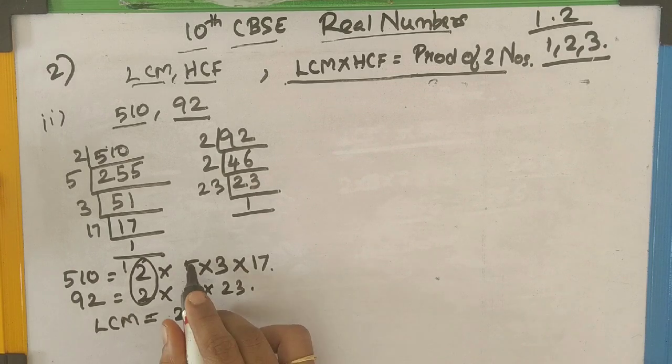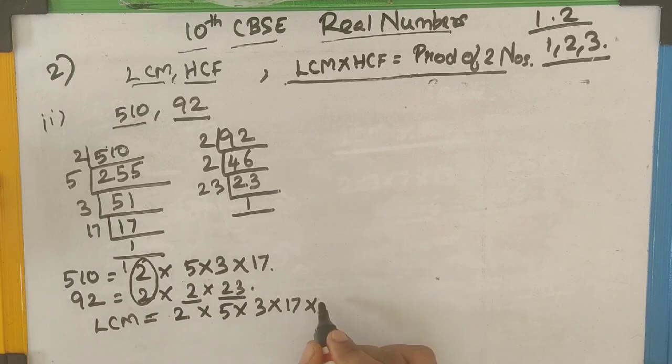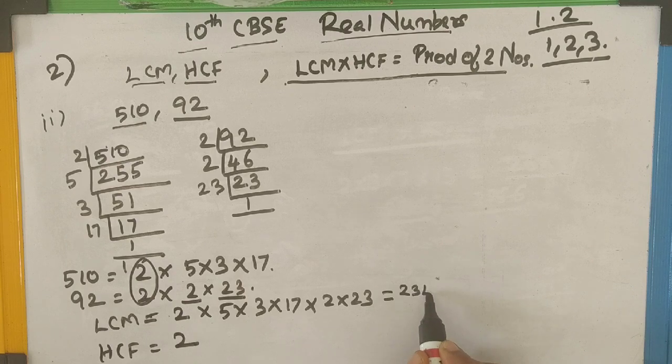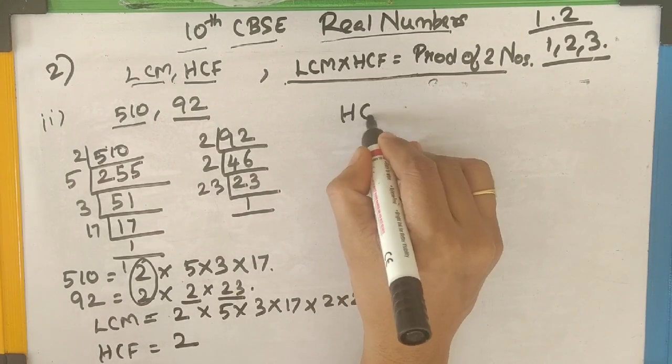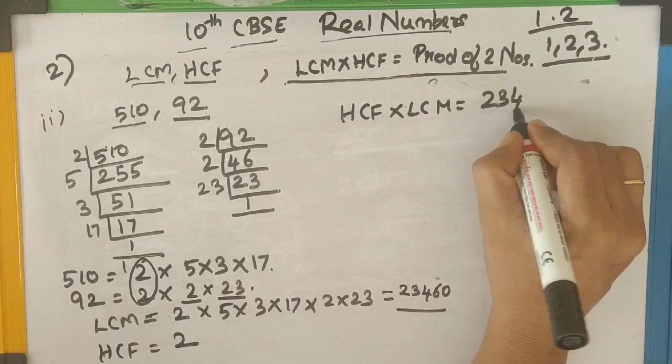Okay. In LCM, on the two common 2's, I am going to write one 2 and I am going to cover all the other numbers. That is 2 into 5 into 3 into 17 into 2 into 23. For HCF I am going to write only that 2, because I am going to write only the common element in the HCF. Okay. Now what is the product of this LCM? That is 2 into 5 into 3 into 17 into 2 into 23. I get 23,460. Okay. Now, what is the product of HCF and LCM?